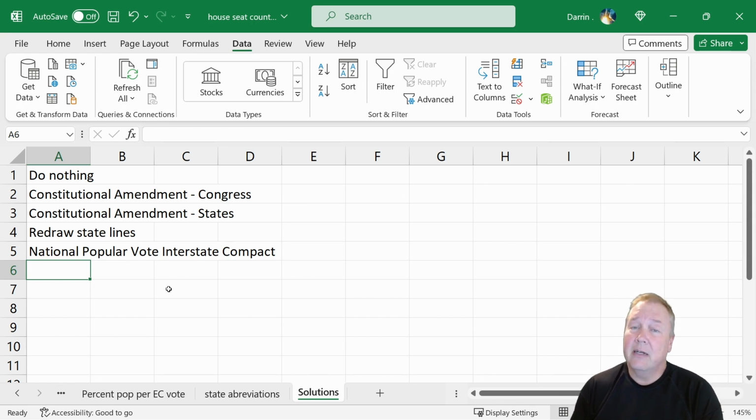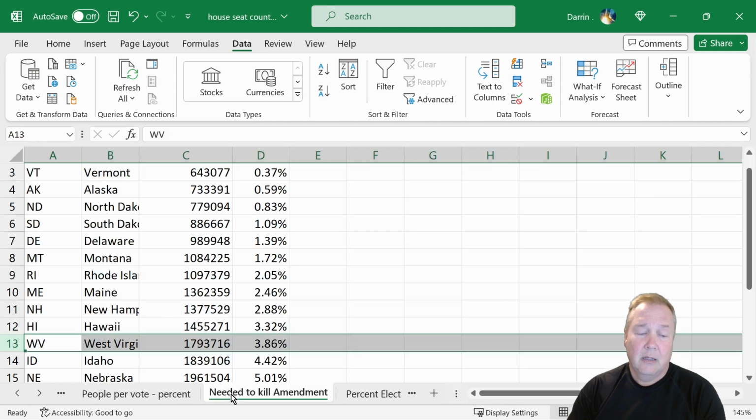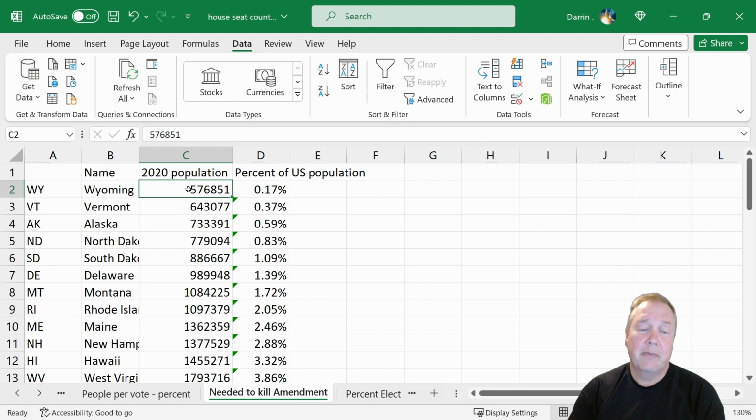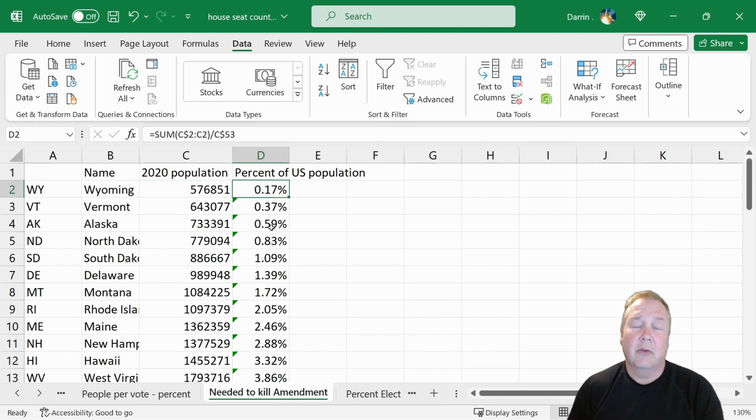That has never happened yet, although possibly it could happen in the future. Let's just take a quick look at what it would actually take to block that. So if we come here, we have the percent of population, and we know that we need three-quarters of all the states to ratify it, one way or another, either through the convention or through the state legislatures. With 50 states, that means we need 13 states to block an amendment.